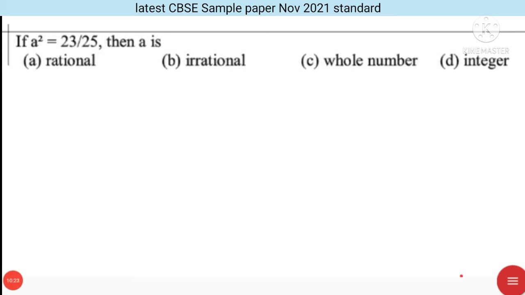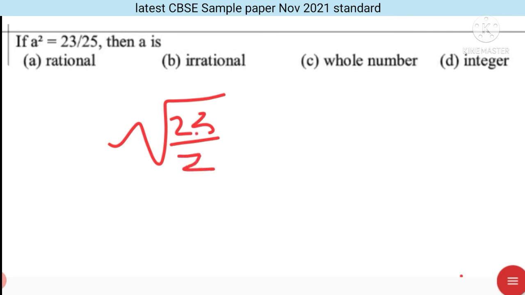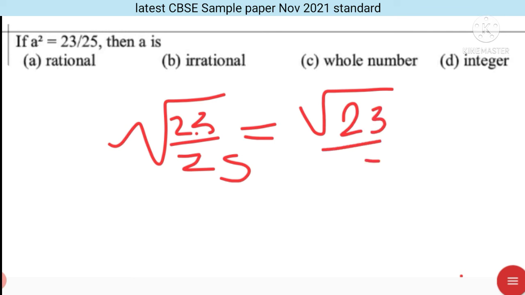If a square is 23 by 25, then a is what? A is root of 23 by 25. So clearly it is root 23 by 5, which is an irrational number. So B is the correct answer. You may not even write all this what I am writing, just to make you guys understand. You can cut short and do the verbal calculation wherever possible.